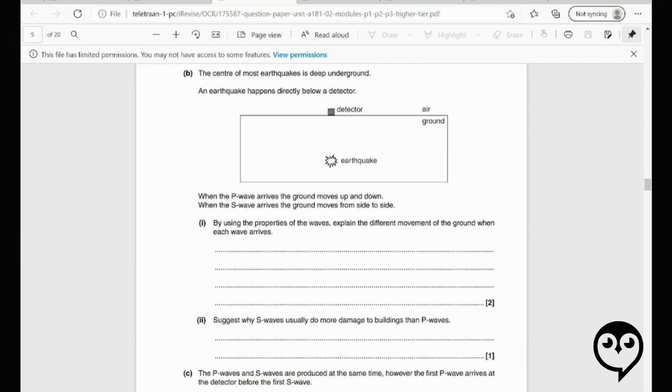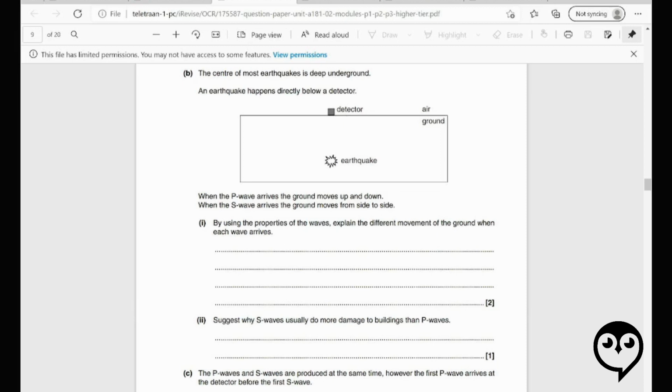Okay. The center of most earthquakes is deep underground. This is usually what happens: we've got a detector. When the P wave arrives, it moves up and down because it's a longitudinal wave. And when the S wave arrives, because it's transverse, it'll cause the ground to go side to side. So by using properties of waves, explain the different movement of the ground. Well, that's basically it. That's why.